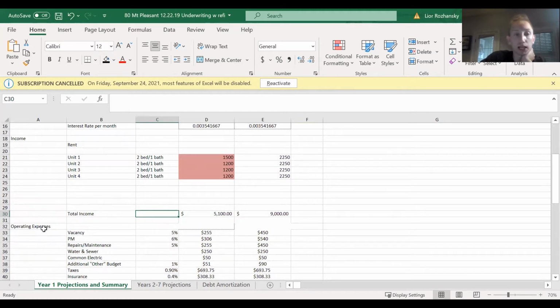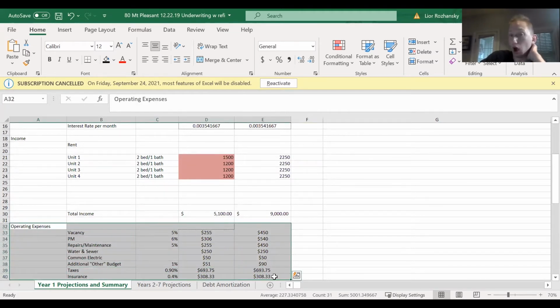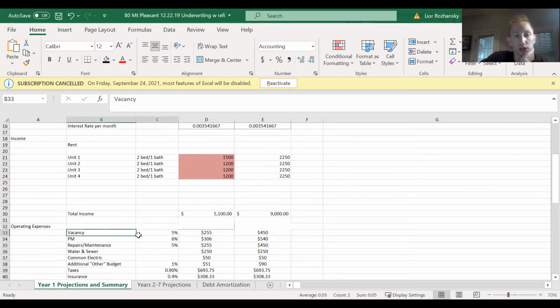So these are operating expenses that we're going to incur by operating the building. So first, I always have a vacancy allowance, right? So I typically use about 5% of my monthly gross rent rolls. So the math here is just literally this 5% times the gross rent roll. 5% is kind of the standard.